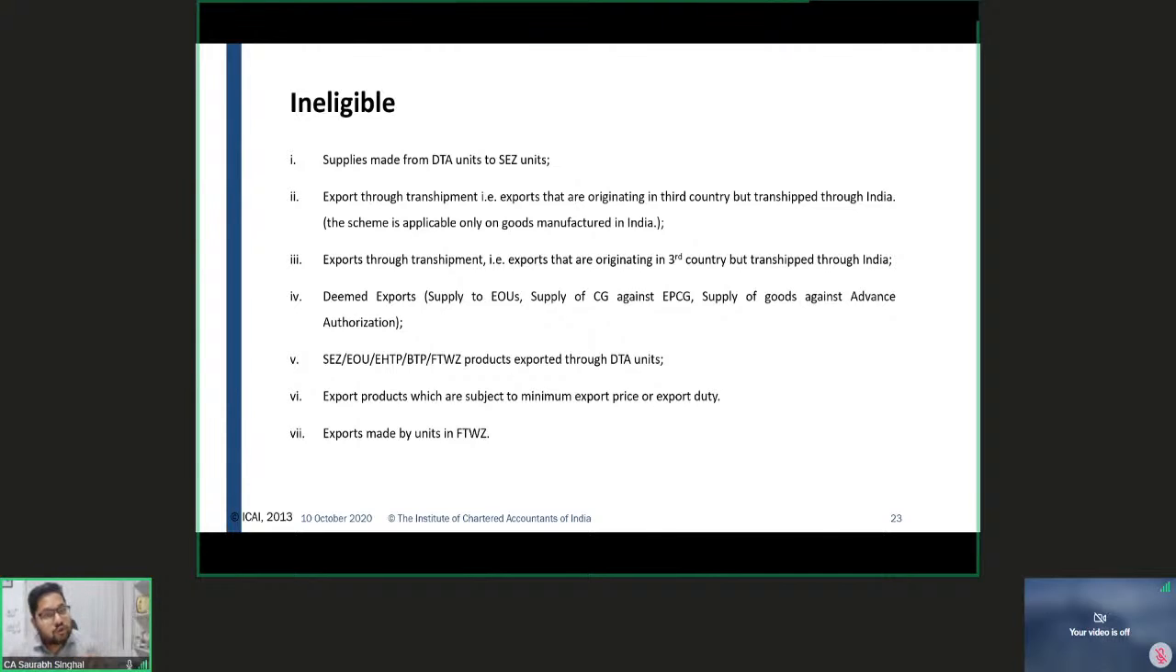But this scheme says those artificial exports will not be covered under this scheme. So if I am a DTA manufacturer supplying goods to an EPCG holder or advance authorization holder or to an EOU, I am not eligible. We will discuss in greater detail what are deemed exports when we come to chapter 7 of this FTP.